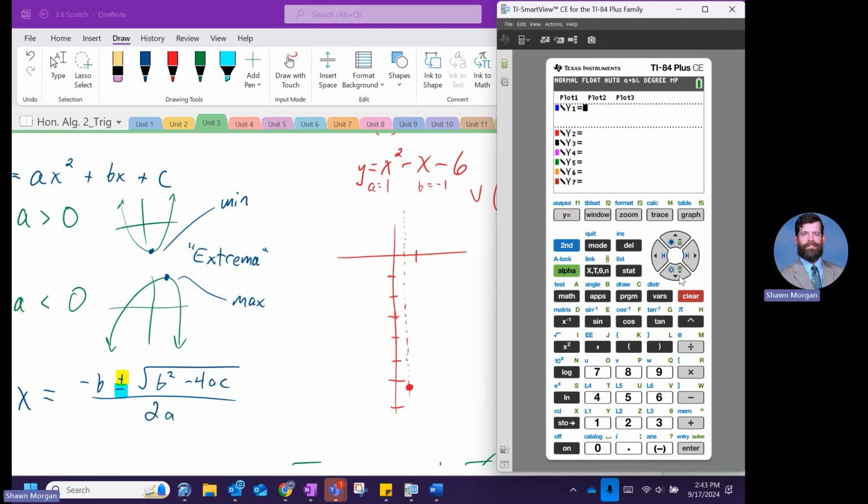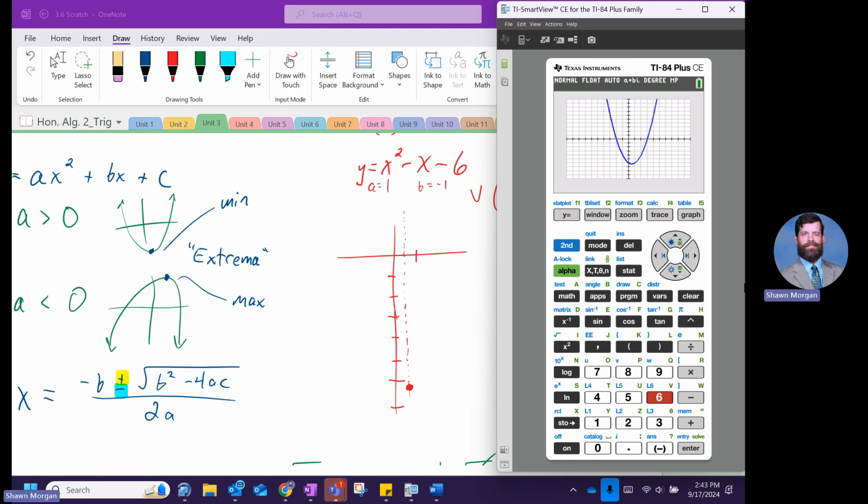All right, so Y equals screen. Let me just type in my function here. X squared, y'all do this with me, minus X minus 6. And then zoom 6 puts me in my standard 10 by 10 window right here. And that's a pretty good looking little parabola right there in blue.